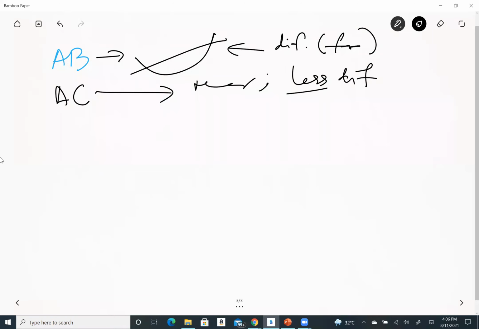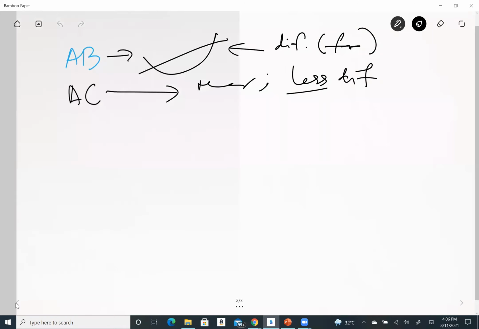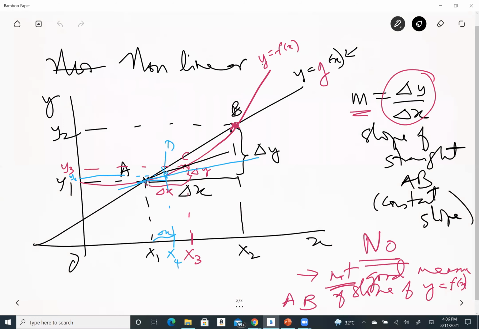Now you look at the other interval, AD. The straight line AD, which I draw in blue, and the red curve AD. What can you say about those two? How do they relate now? Very close. They are very close. So the slope of the curve and the slope of the straight line are much closer. But it is not exactly the same, although the difference is smaller.